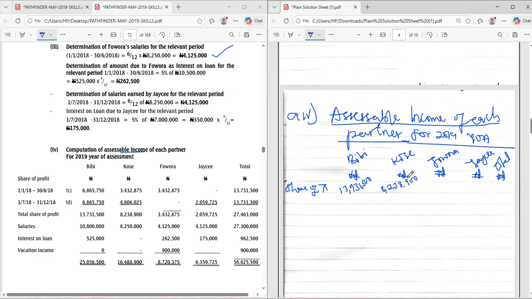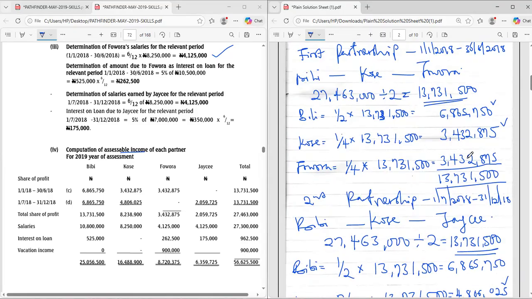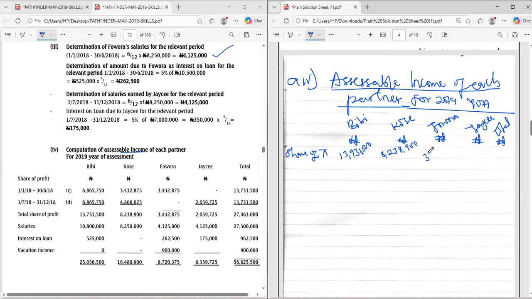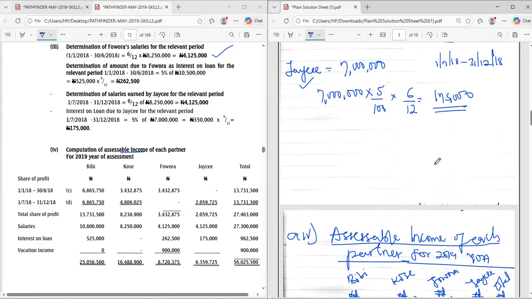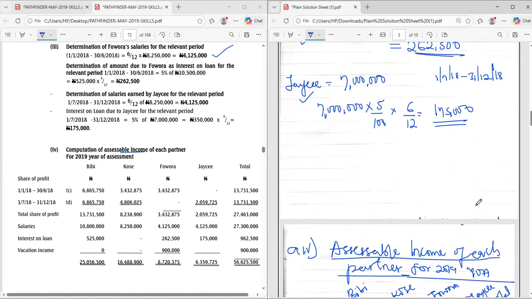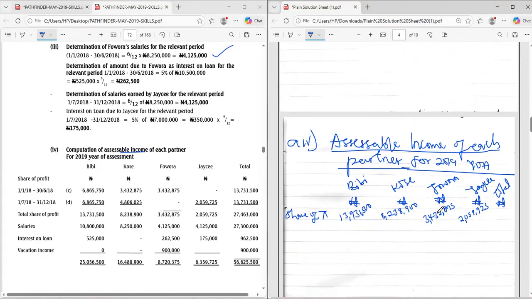238,900. Fowora is just in the old. 3432875. So we have 3432875. Then JC is in the new partnership. 2059725. Okay, I won't be picking total for now. You can do the total by yourself.